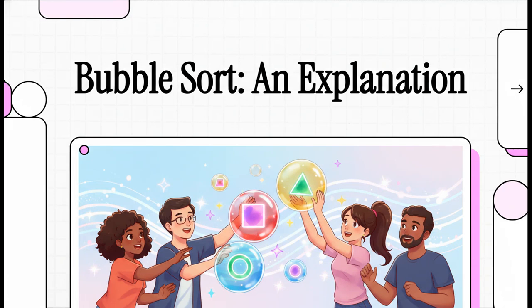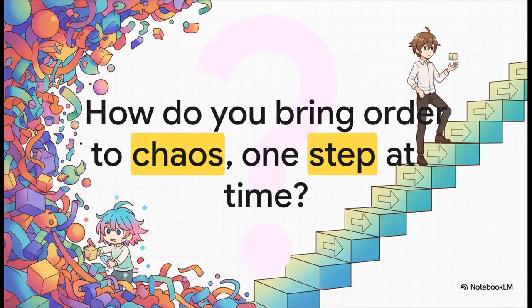All right, let's talk about one of the most fundamental ways to bring order to data, bubble sort. You've probably heard of it. And it's a classic for a really good reason. It's the perfect first step for understanding how computers can turn total chaos into clean, organized information. I mean, think about it for a second. When you're faced with a giant, messy pile of anything, how do you even begin to sort through it?